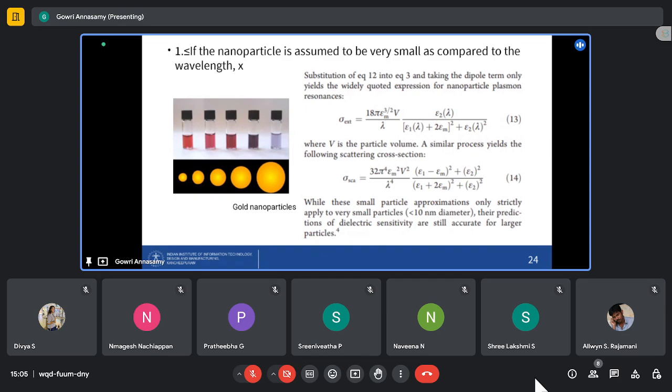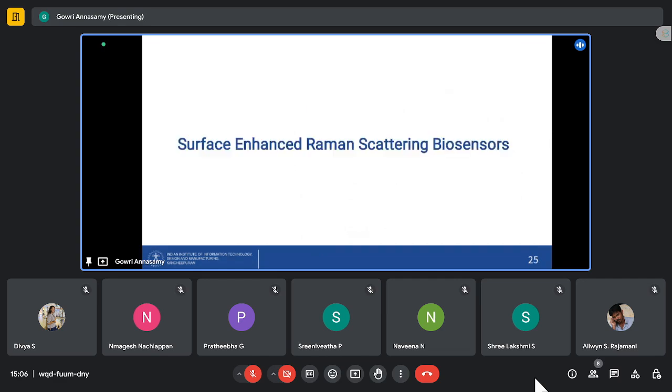At a particular wavelength they will have the peak absorbance, and it's dependent on the geometry of the particle and the dielectric constant of the metal. Okay, so this is about SPR and LSPR. There is one more phenomenon called surface enhanced Raman scattering. That's called SERS biosensors.